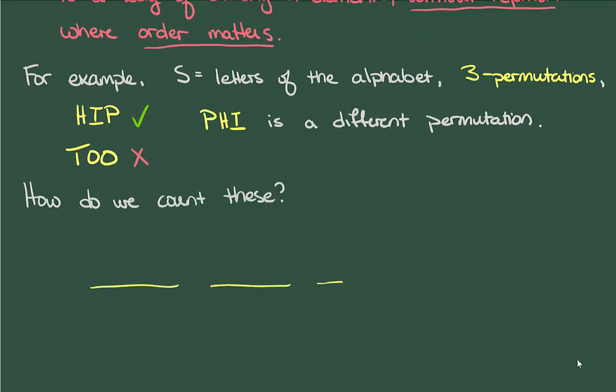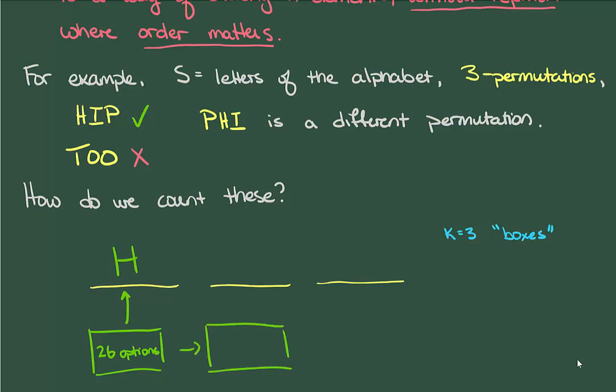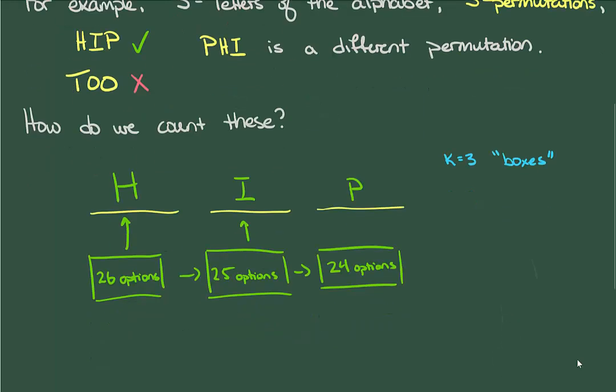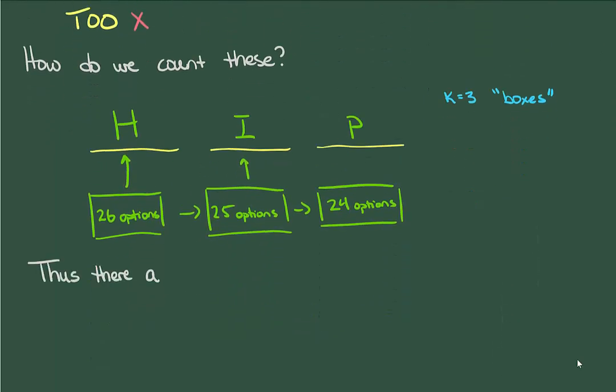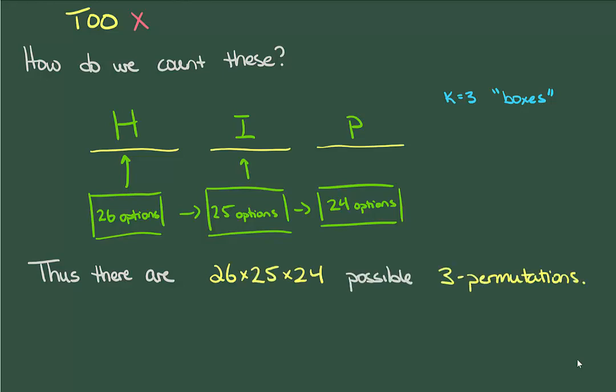We're going to use the basic counting principle, and to do this, let's set up three different boxes, one for each different letter. If we take our bag of letters, there are 26 possible choices for our first letter. Let's say that we had chosen H. Now, having removed H from the bag, when we look at the second letter, there are only 25 possible choices, and let's say that we take I. And finally, with both H and I gone, the last letter can only be one of 24 remaining choices. Let's say that we take P. By the basic counting principle, there are thus 26 times 25 times 24 ways of constructing a 3 permutation.